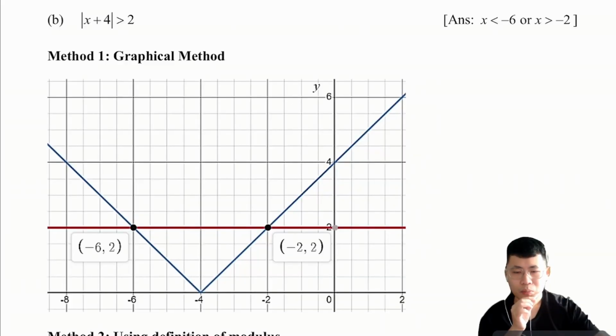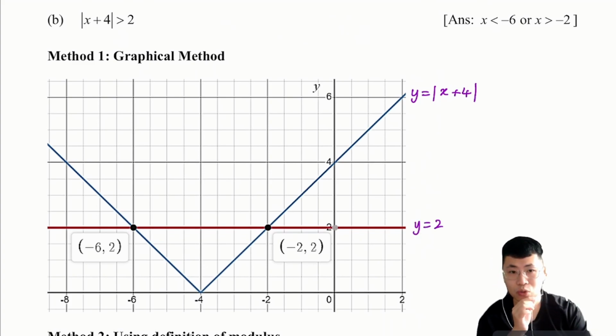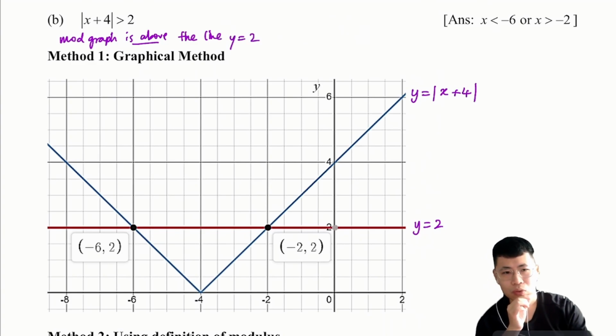Okay? Moving on to part B, we are looking at this case where the modulus of x plus 4 is more than 2. First and foremost, we are looking at the graph for y equals x plus 4 modulus, and we are also looking at the graph of y equals 2. If you are to do the graphical method, you will need to do this on your GC. Now we are looking at the place where the modulus graph is above the line y equals 2.